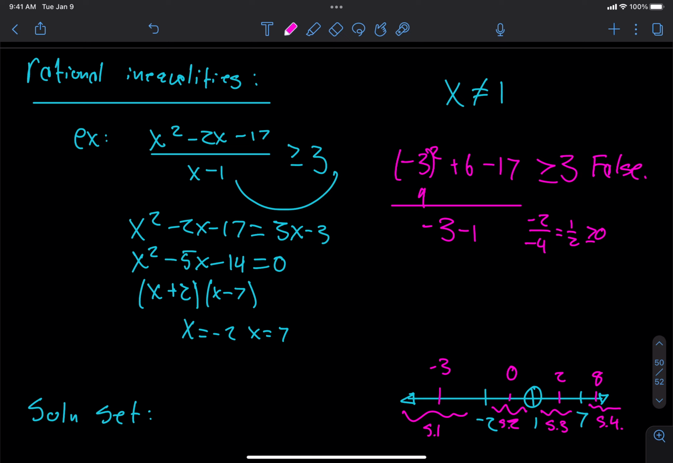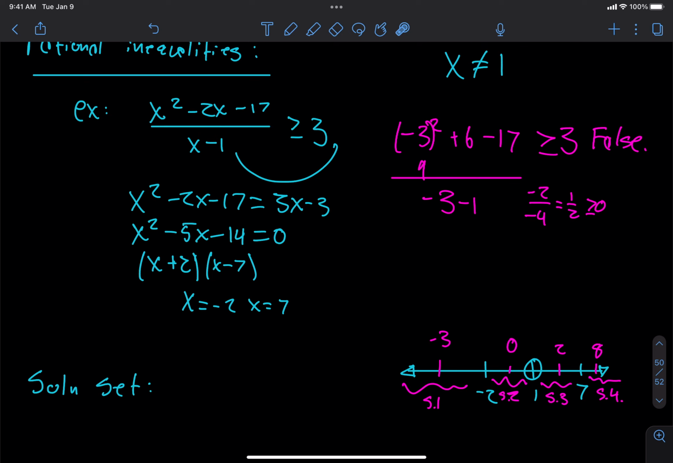So that's one test point. So we are not going to graph in this region. We are not going to graph in subregion 1. How about if I plug in 0? Then in the top I get negative 17, and in the bottom I get negative 1, and the goal is to check whether this is larger than or equal to 3, which 17 is larger than or equal to 3, so this is a true region. So I am going to graph in between -2 and 1.